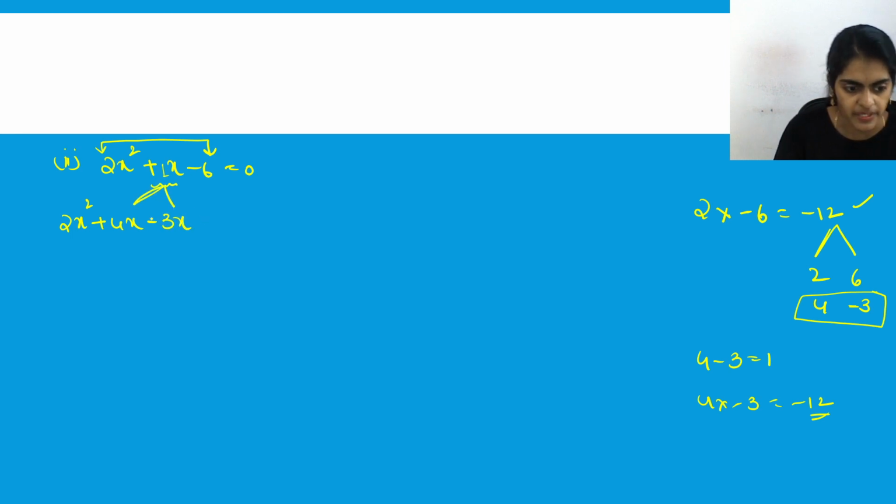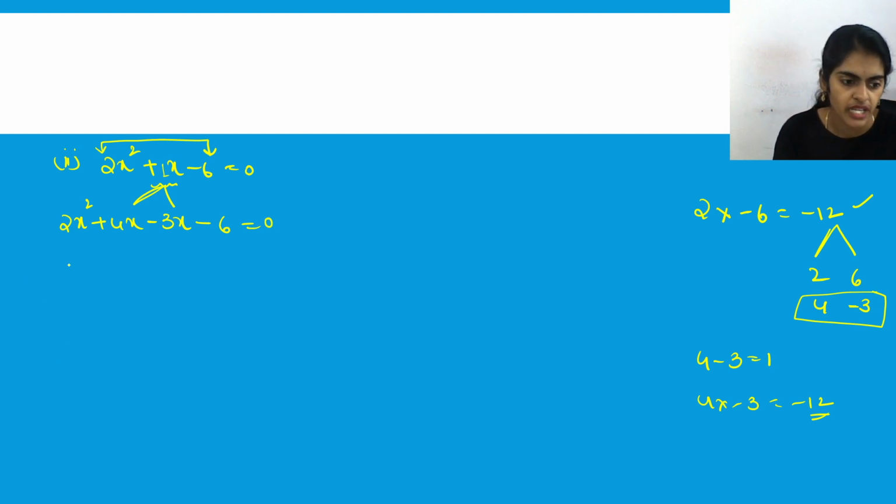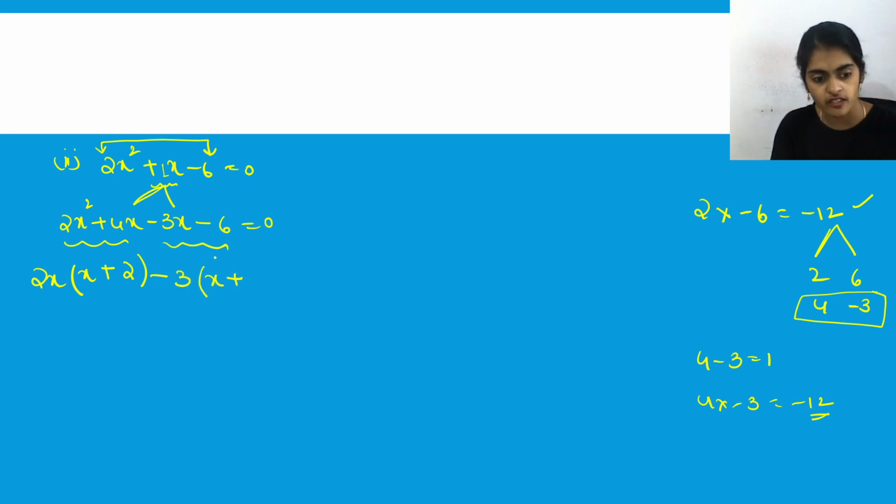So 2x square plus 4x minus 3x, this x I'm splitting as 4x minus 3x, and I have a minus 6 here equal to 0. From these two, if I'm taking 2x common, you will have x in the first term plus 2. 2 twos are 4, so you'll have one more 2 here. From these two, if I'm taking minus 3 common, here you'll have x. And if you're taking minus common, the sign will change, so you have a minus here. So I'm writing plus 3. 2 threes are 6, so 2 I can write here.